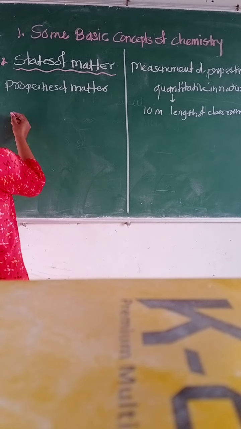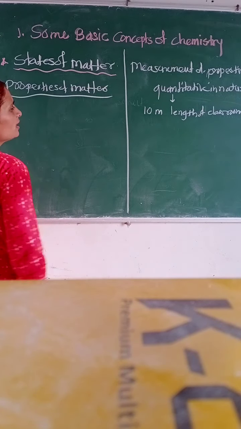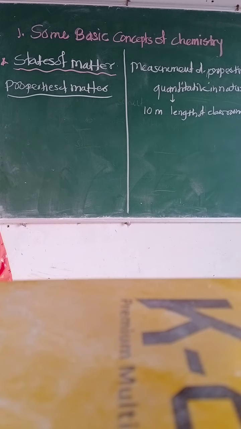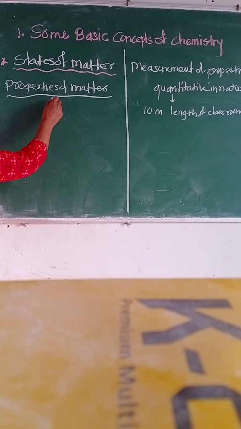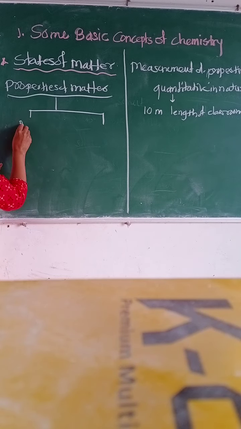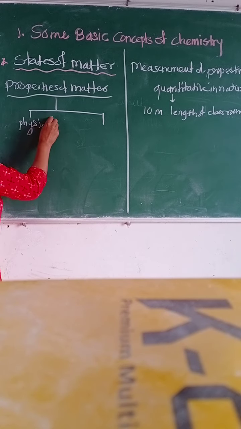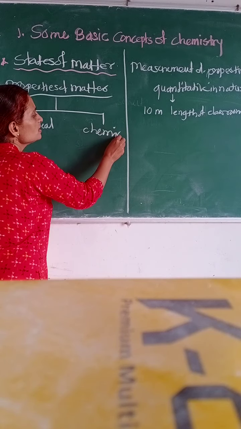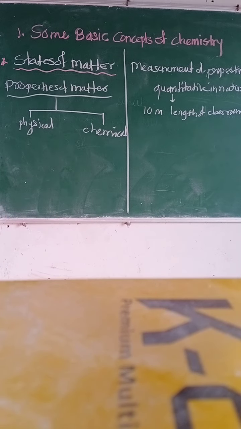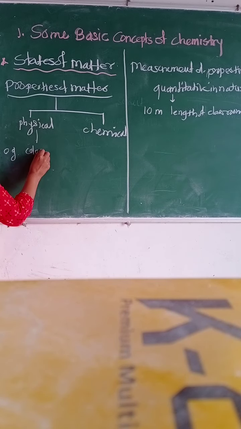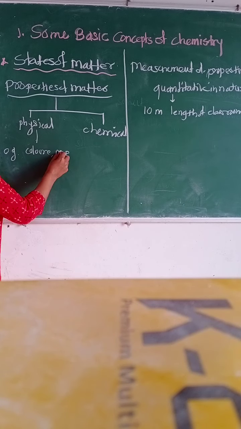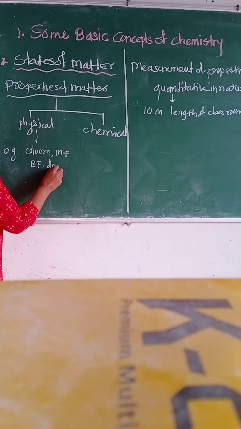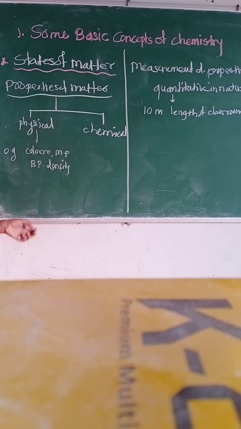Then we have to study the properties of matter. There are two types of properties of matter: physical property and chemical property. In physical property, we study physical observation. Examples of physical properties are color, melting point, boiling point and density.